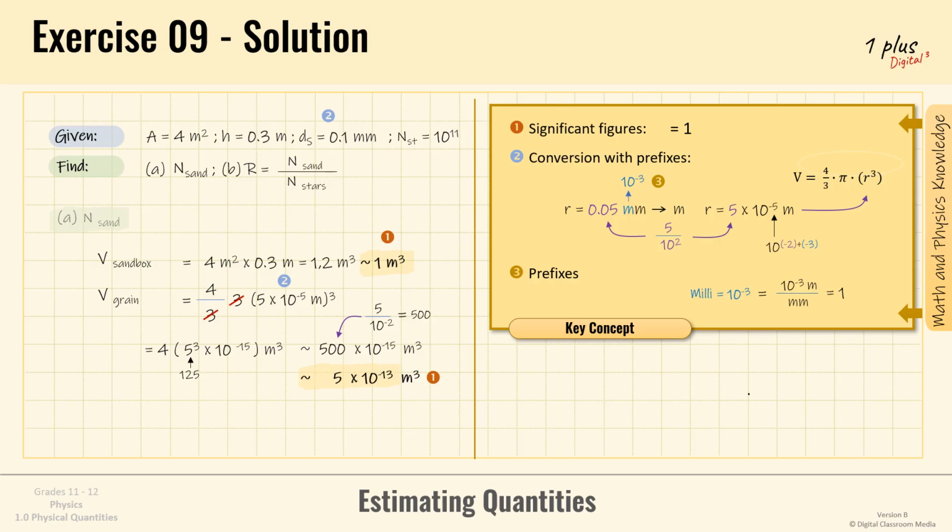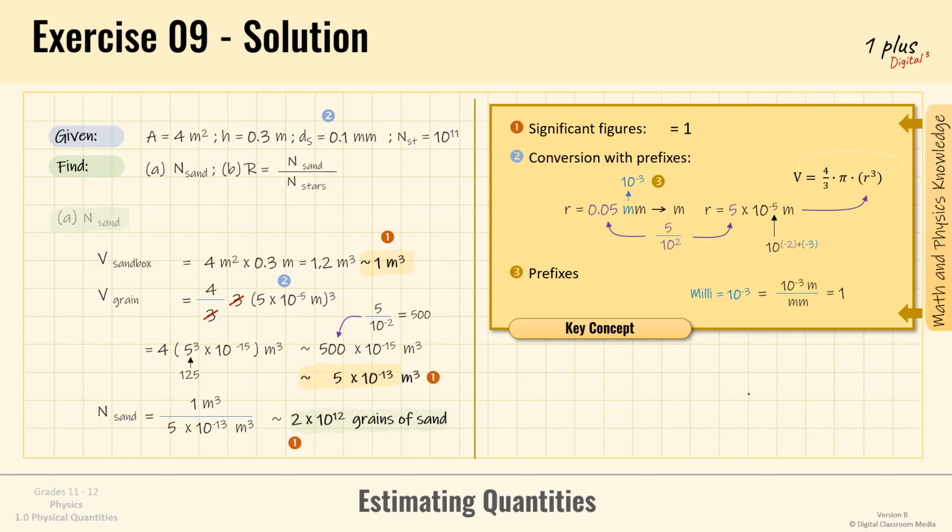Step 4. Now we determine the number of grains of sand. We divide the total volume by the volume of 1 grain of sand. So 1 cubic meter divided by 5 times 10 to the power of minus 13. This gives approximately 2 times 10 to the power of 12 grains of sand.